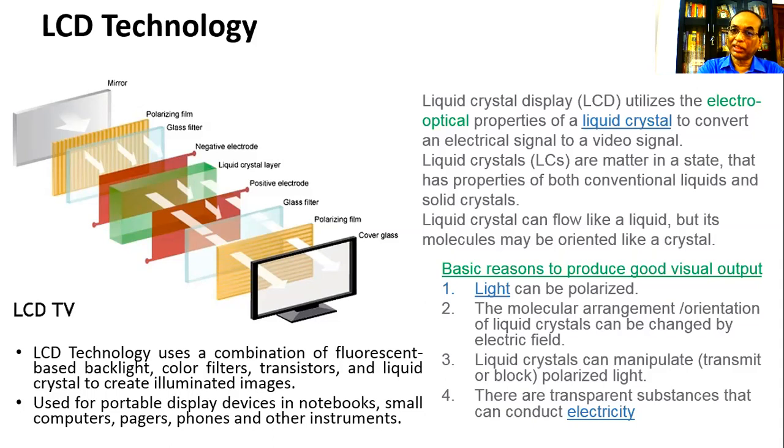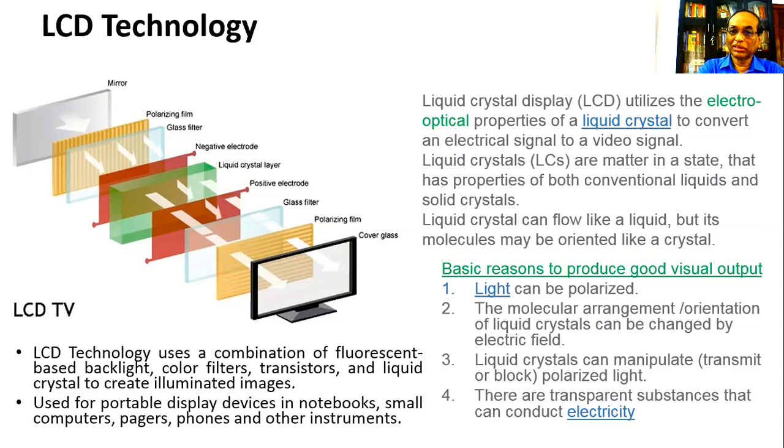It is like a liquid and its molecules are oriented like a crystal. What is the basic reason behind it? What are the mechanisms helping to give the resultant output of LCD, to give the very good visual output?